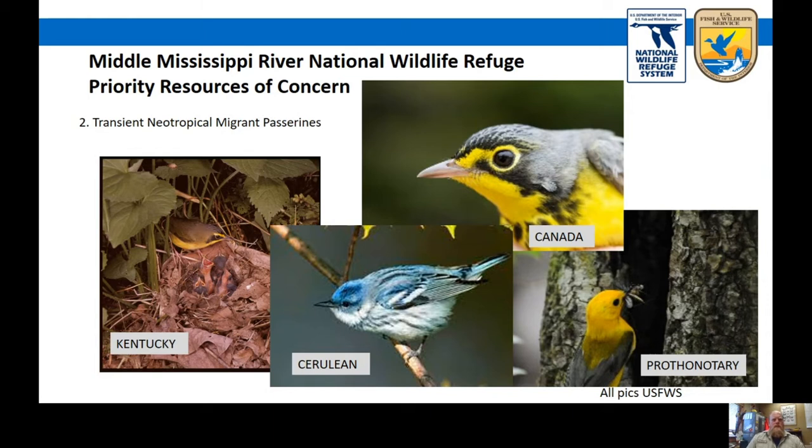The next priority resource concern is transient neotropical migrant passerines. This four warbler subset of migrant passerines, many of which nest on the refuge. Some, like the Canada warbler, only pass through, using the treetop Lepidoptera along the Mississippi to refuel their migration to the boreal. Each of these species has a specific ideal habitat requirement considered within forest objectives and strategies on the refuge.